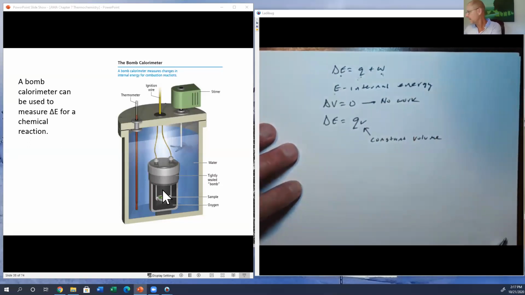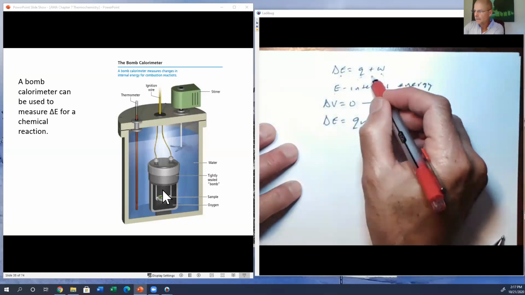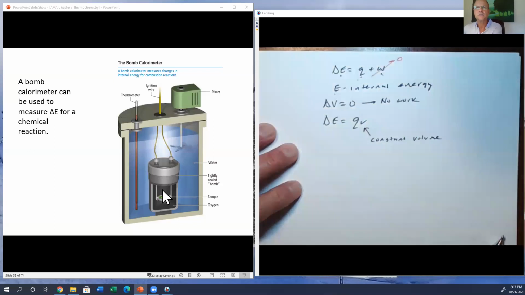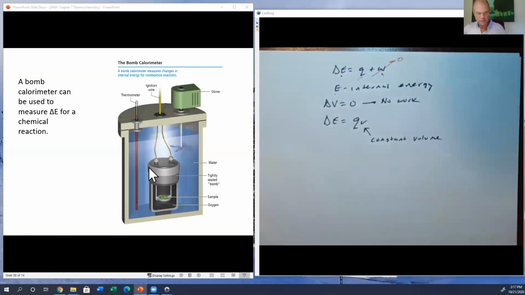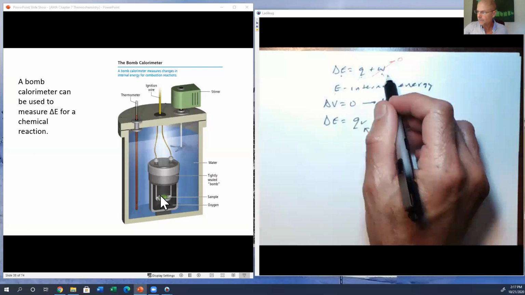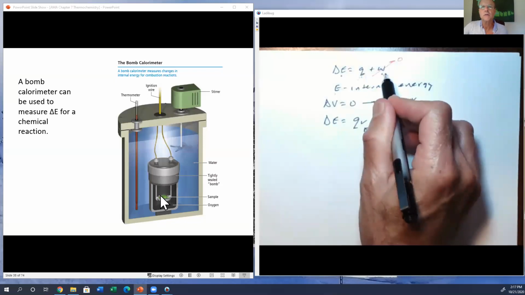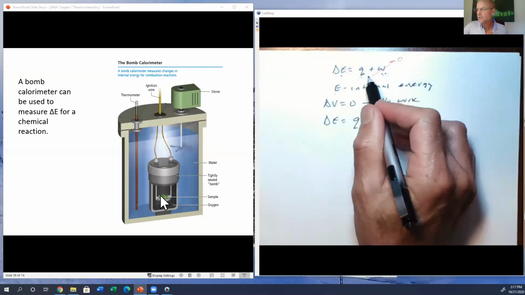Right? Because if you have delta E is equal to Q plus W, and you make W equal to 0, then delta E is just equal to Q. Does that make sense? So that's what's going on here in this bomb calorimeter. And so all you have to do, if you want to find delta E for this reaction, is instead of measuring Q and W, just measure Q, because W is 0. So how do you measure Q?